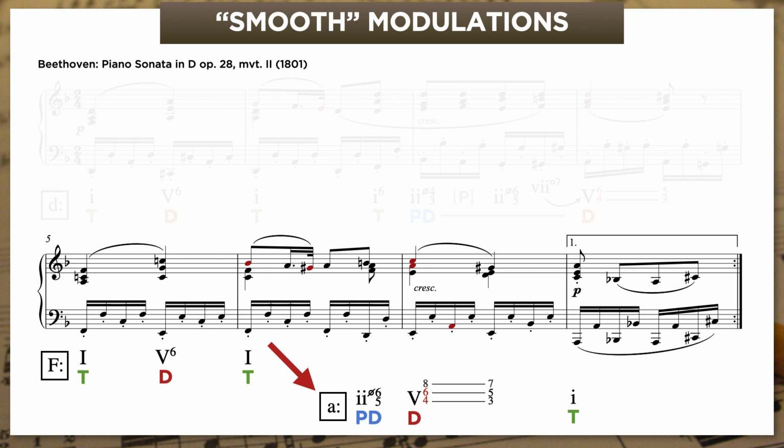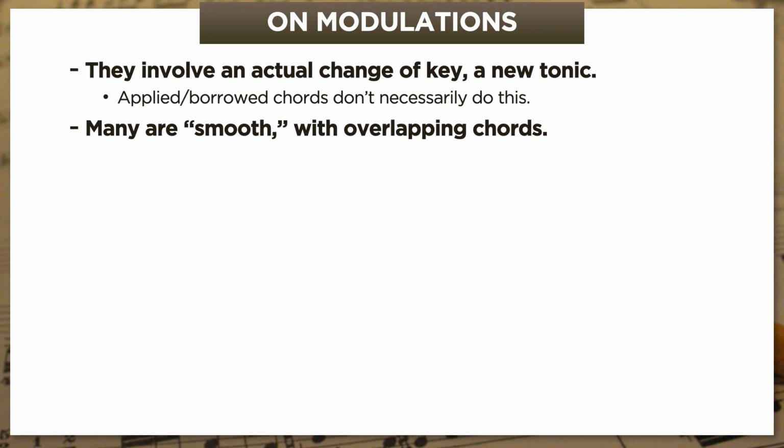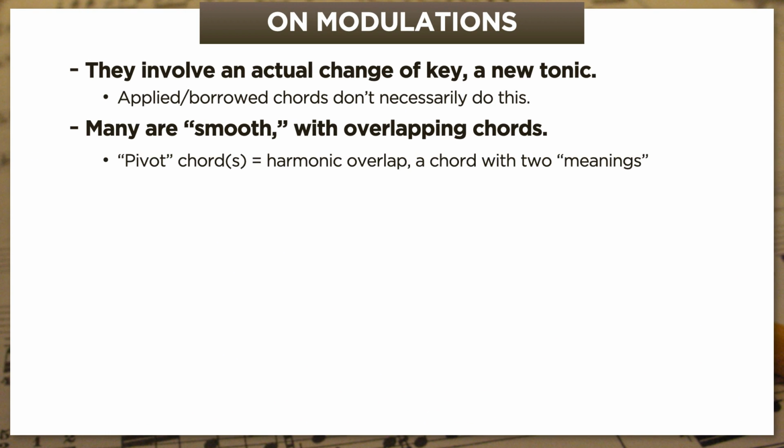But if we want to know how Beethoven pulls off this key change so seamlessly, we need to go back one chord and notice that F major, the tonic of the previous key, is also a chord in A minor. It's 6, the submediant. This is what analysts call a pivot chord. It's a point of overlap between the two keys and a chord that we can hear having 2 different meanings.